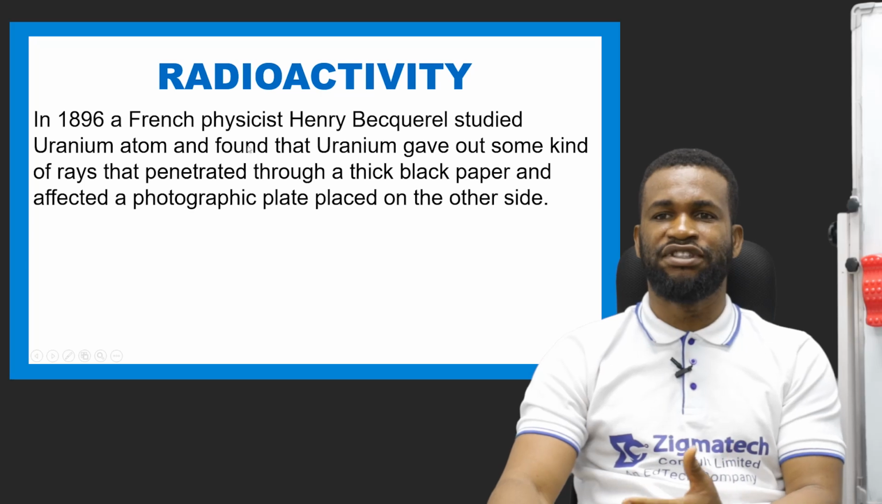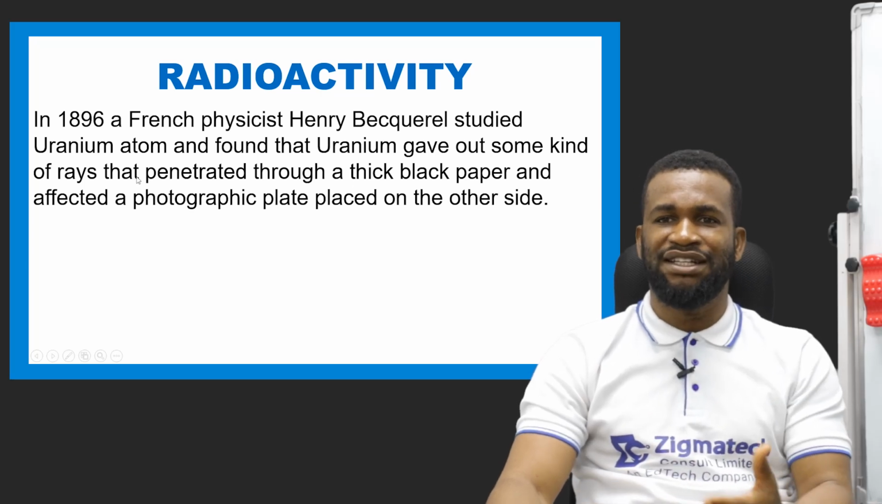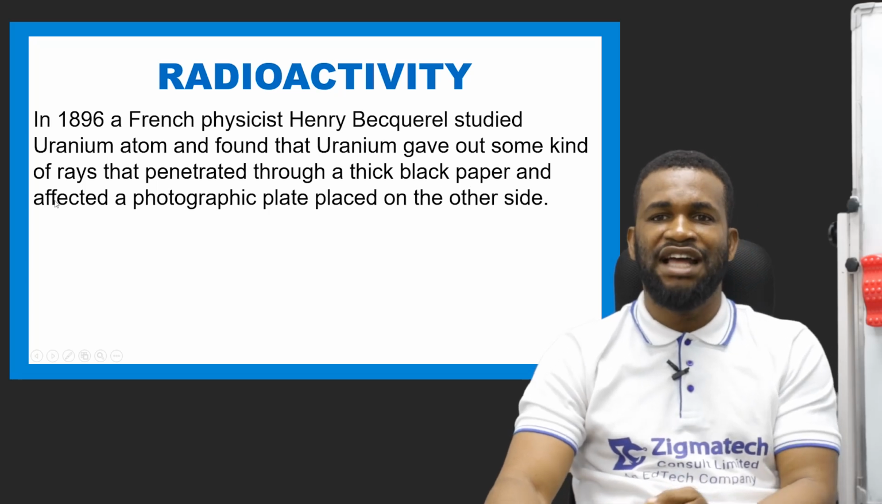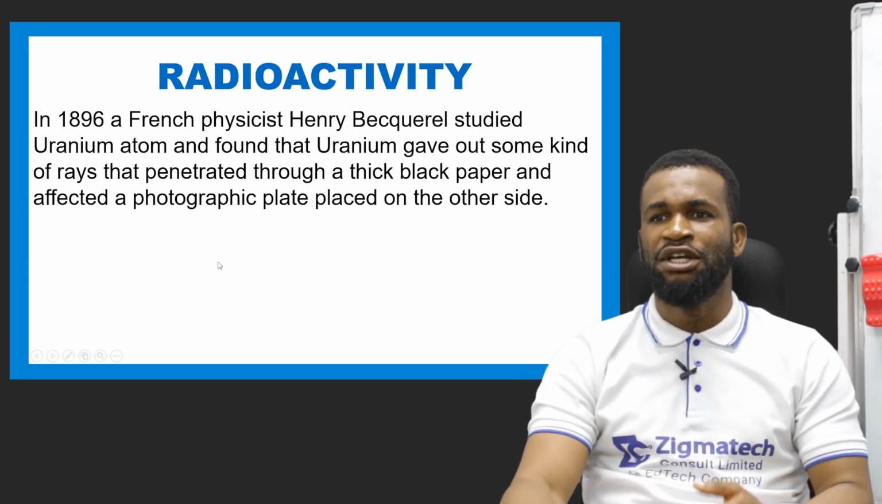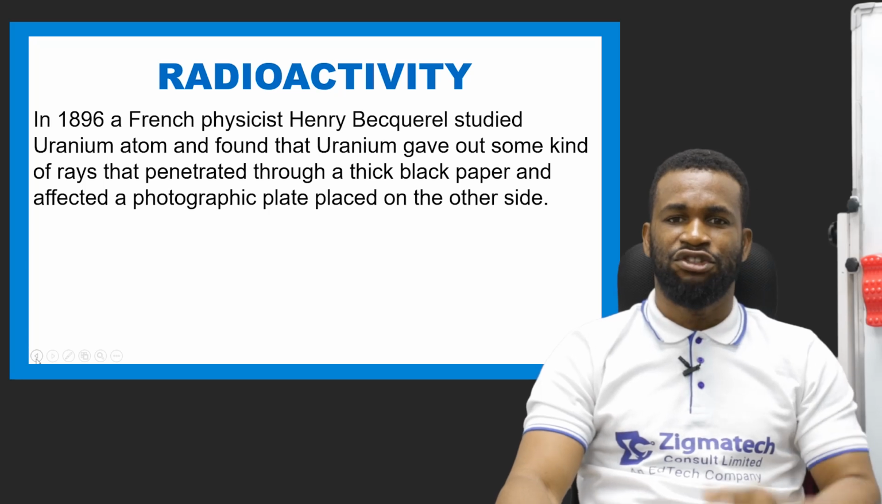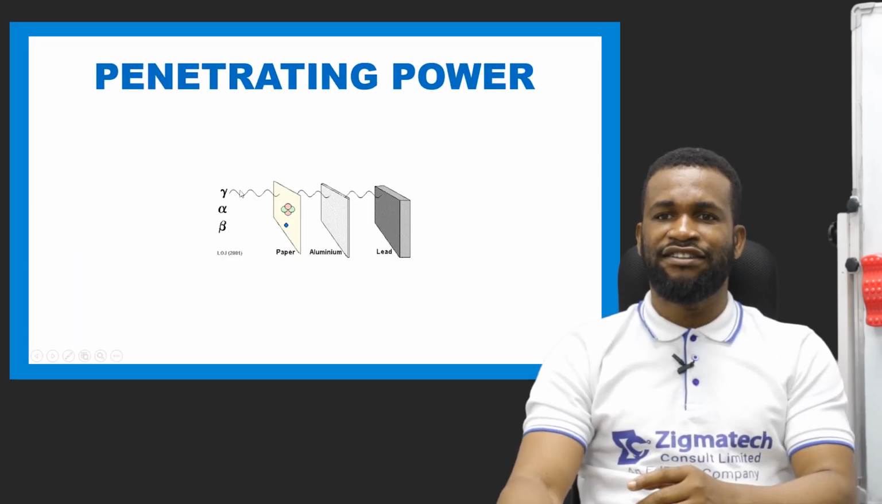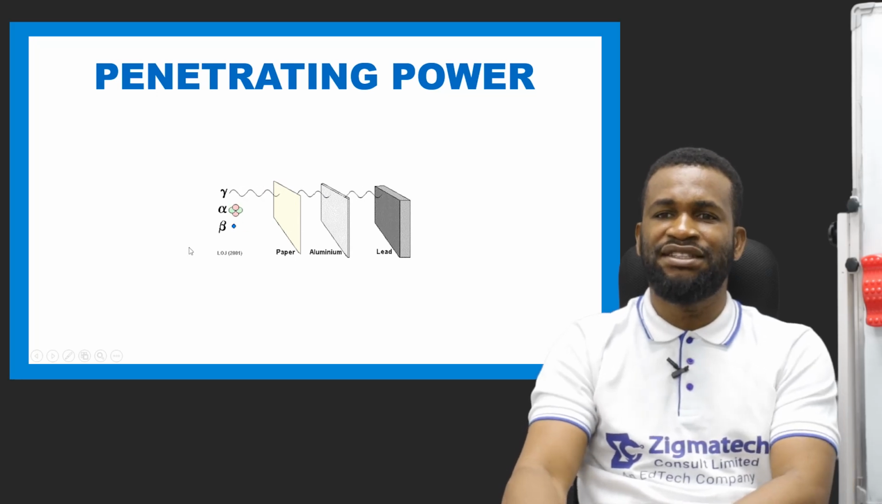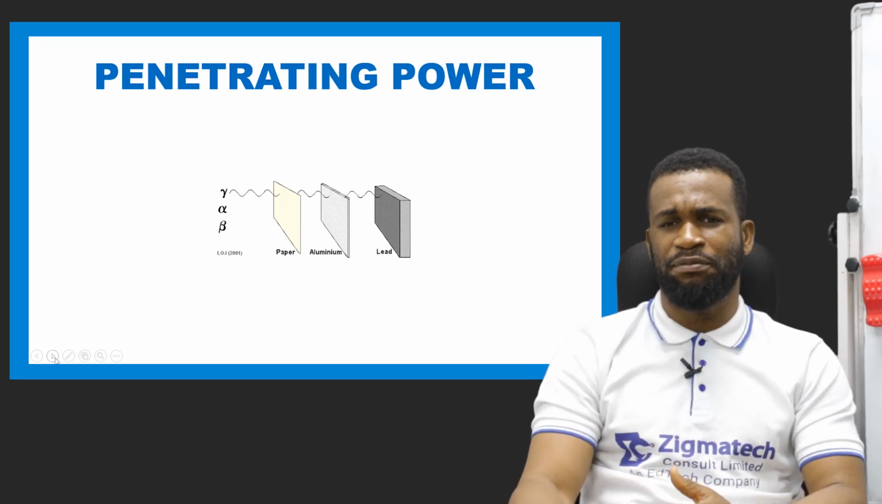Now, when that thing was given out, he found out that it was able to penetrate through a thick paper and affect a photographic plate placed on the other side. Look at what I'm saying. Immediately it leaves here, it goes through and affects a photographic paper.